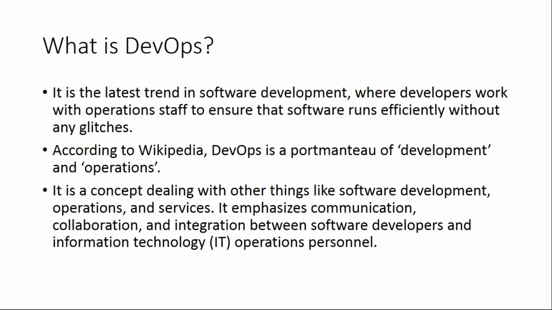According to Wikipedia, DevOps is a combination of development and operations. It's a concept dealing with other things like software development, operations, services. It emphasizes communication, collaboration, integration between software developers and information technology operations personnel. So same thing what we have discussed. Development people, that means developers are there, testers are there, and they have done something and it should be deployed immediately to see any operation or any deployment issue at the operation side so that we can fix that one. So that was the first step.